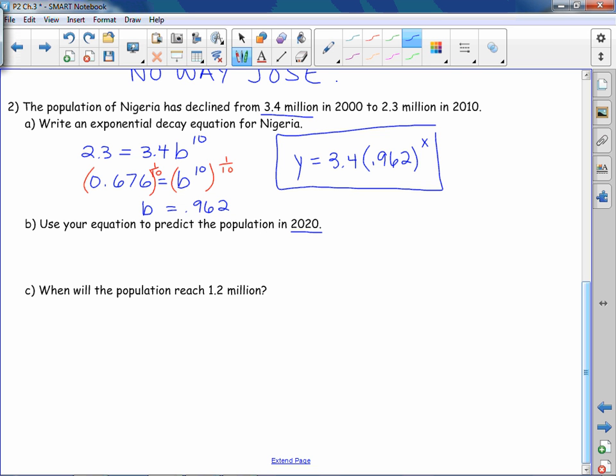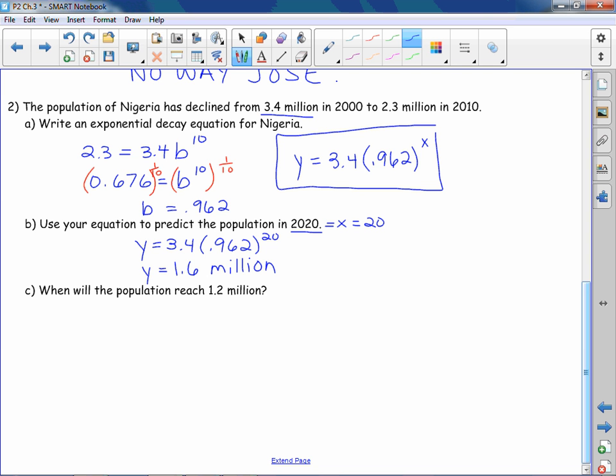Okay, use your equation to predict the population in 2020. That means my x is going to be 20 now instead of 10, because now 20 years have passed. Y equals 3.4 times 0.962 to the 20th power. That's 1.567, so we'll round to 1.6, right? And it's million. Is that a reasonable answer? 3.4 to 2.3, now we're down to 1.6. Yeah, that's a reasonable answer.